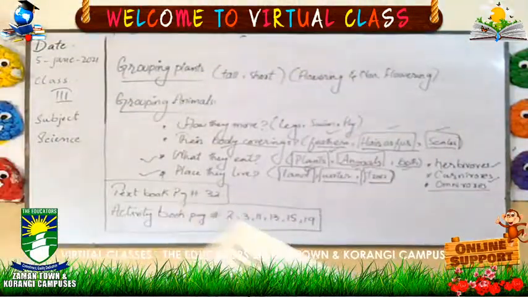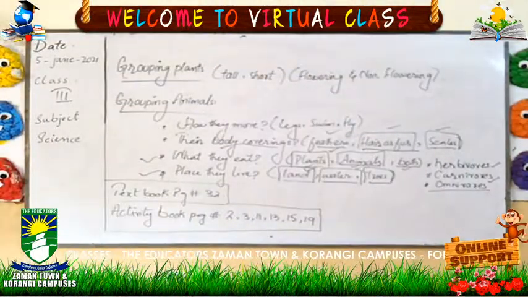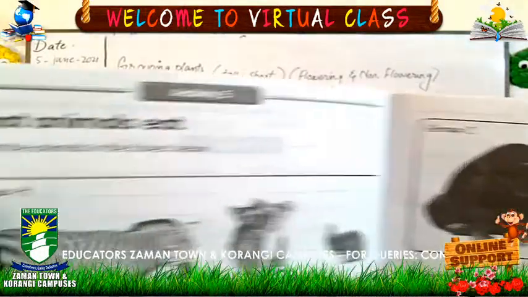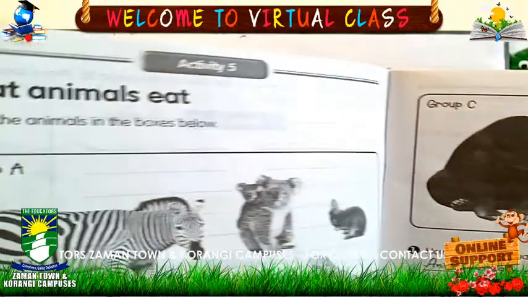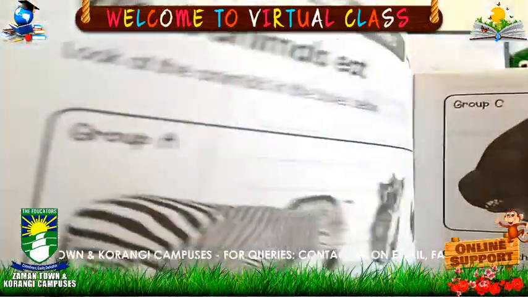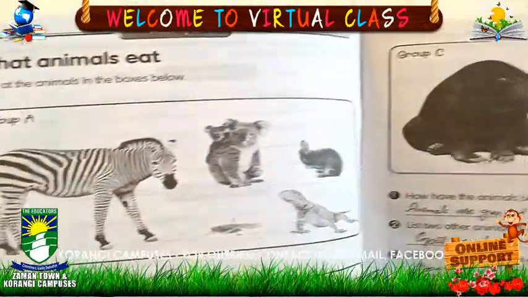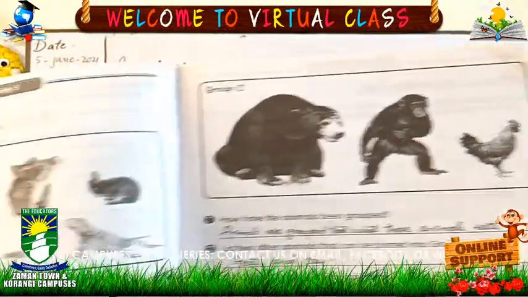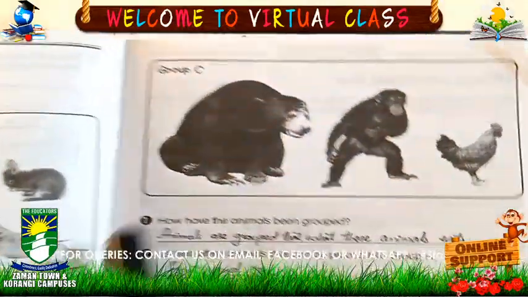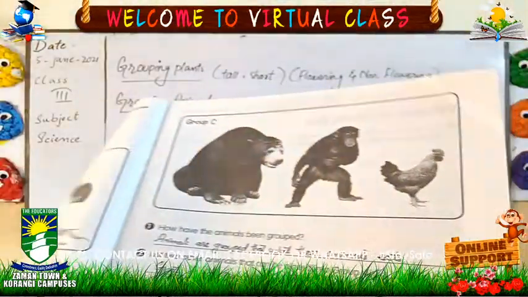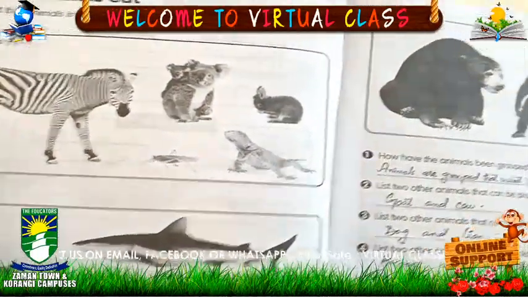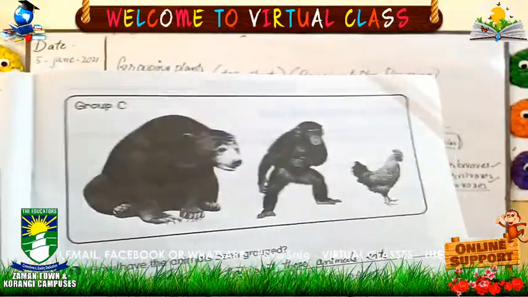Okay. Now move toward page number 19. Sorry, first page 15 we are going to discuss. We have learned what animals eat. Now we will group them according to their eating properties. Okay. So there are 3 groups, Group A, Group B and Group C, available on page number 15. So we have to go through these animal groups and answer the following questions. You can see the animals in group A, the animals of group B, and have a look at the animals of group C.